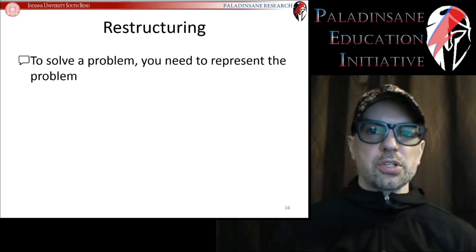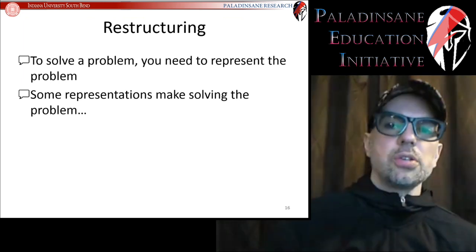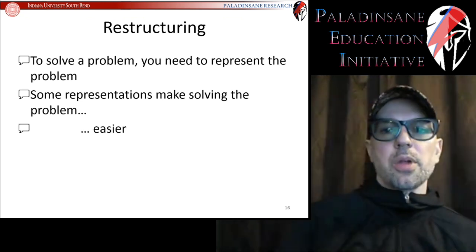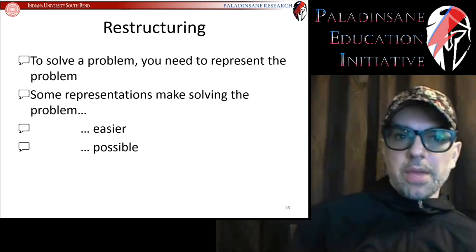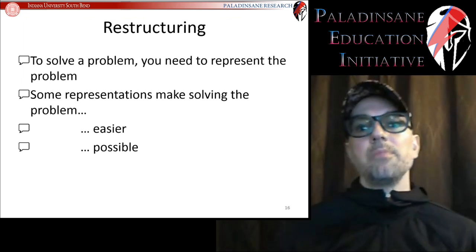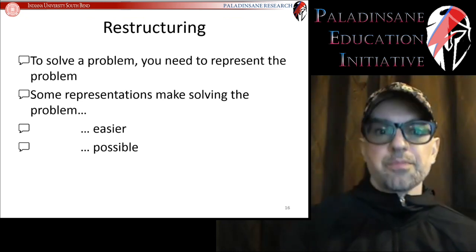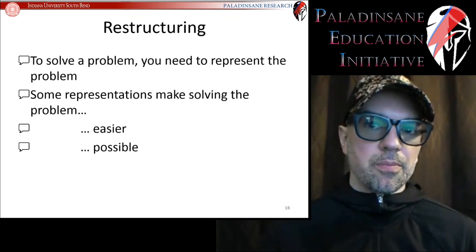Now, the key for restructuring is that some representations that we use for a problem make solving the problem easier. Other representations make solving the problem possible. So some of them make it easy, some of them make it possible. On the flip side to that, other representations make it very difficult. Other representations might make a solution even impossible.